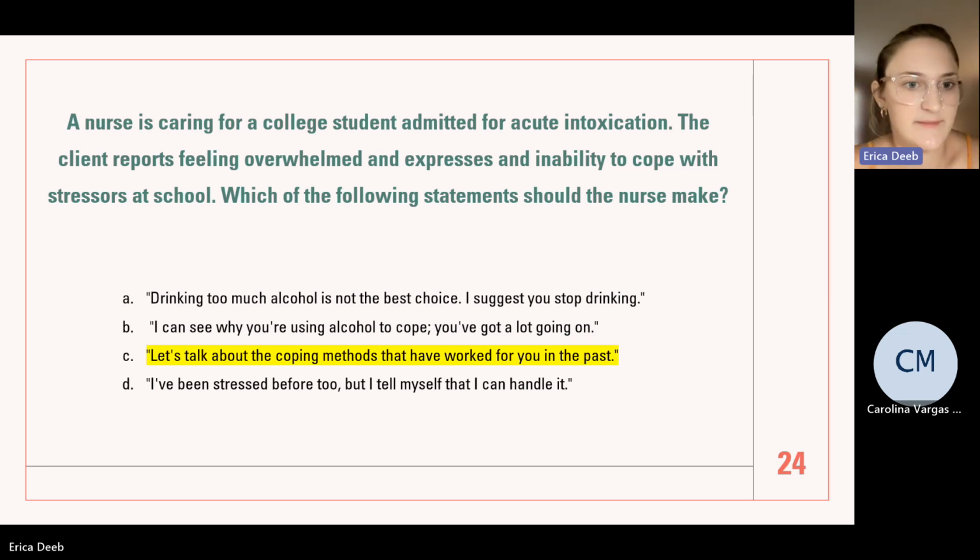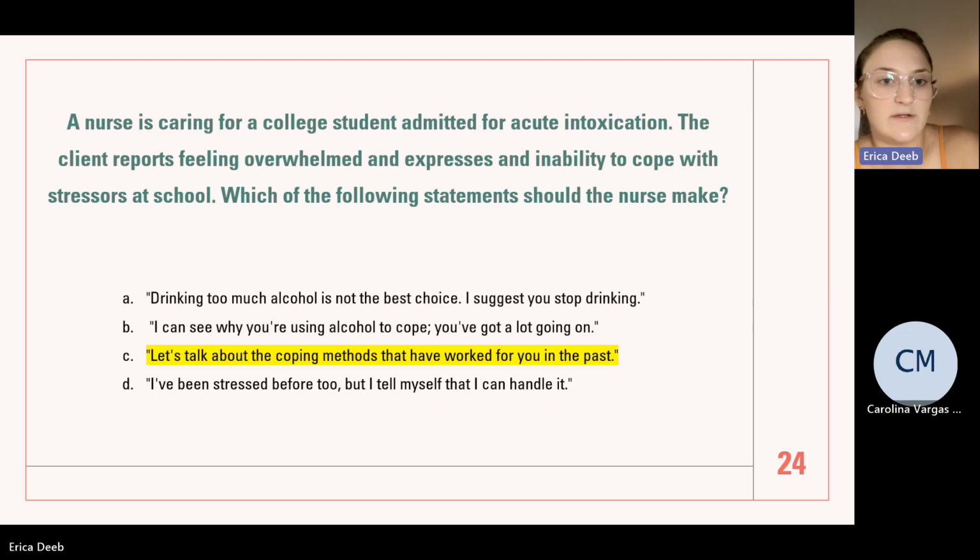So for this one, the answer is going to be C. This is another response you'll see a lot with therapeutic communication, talking about those coping methods that have worked for you in the past. So we see he's here for acute intoxication. He's obviously coping by using drugs and alcohol, which is not a good way to cope. So let's talk about ways that you've coped in the past that haven't been drugs or alcohol. This opens that branch to not only reminding the client that they are able to cope without those substances, and it also brings up a good conversation for discussing some new coping methods and teaching them some new skills.